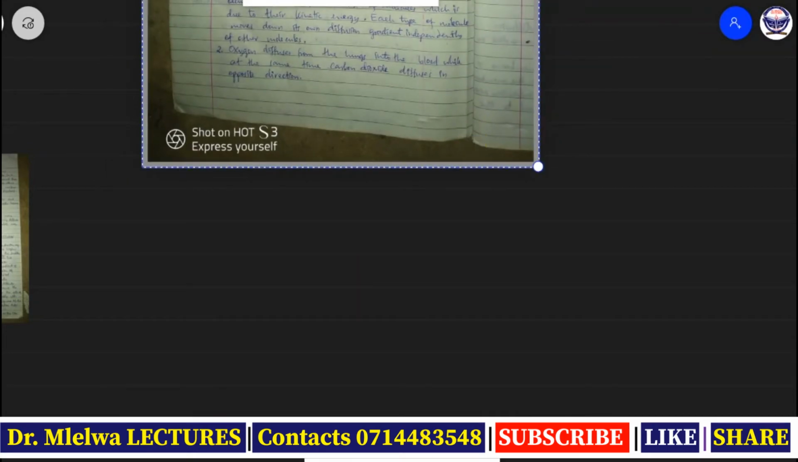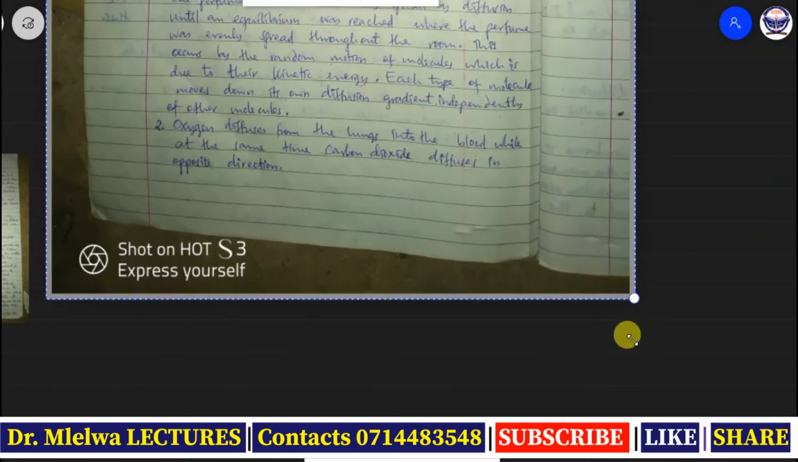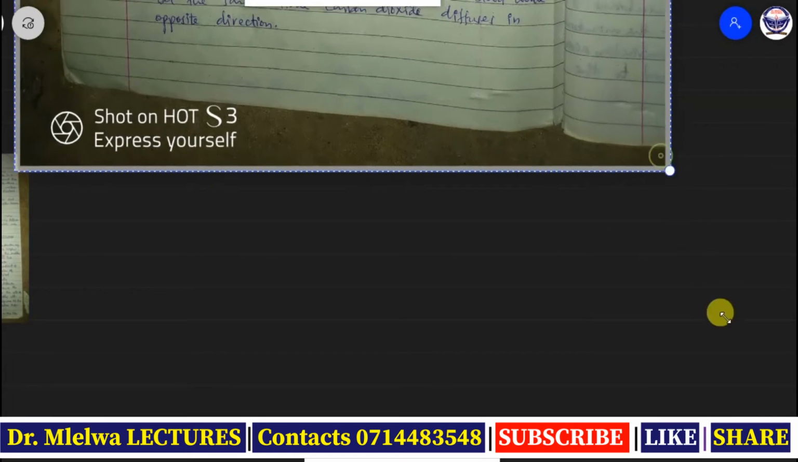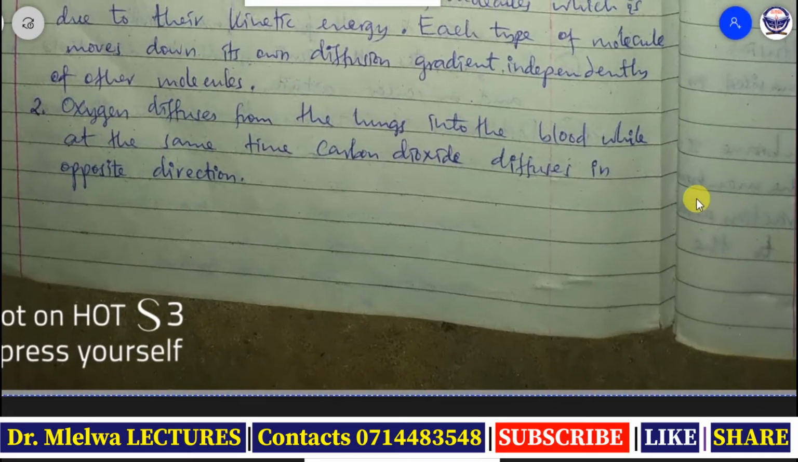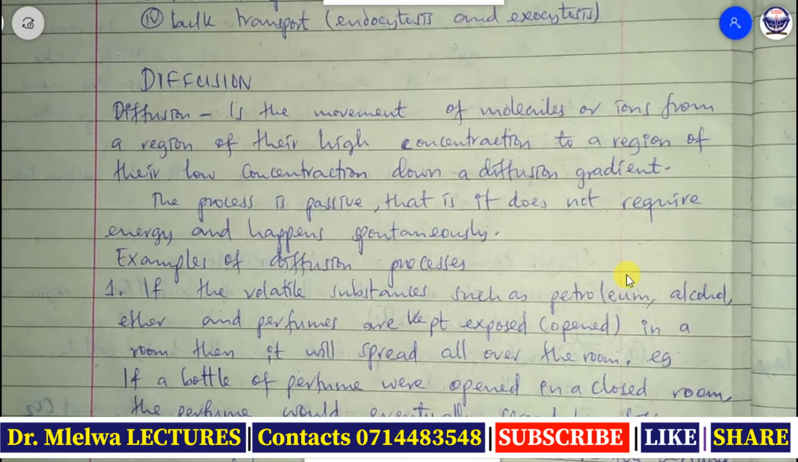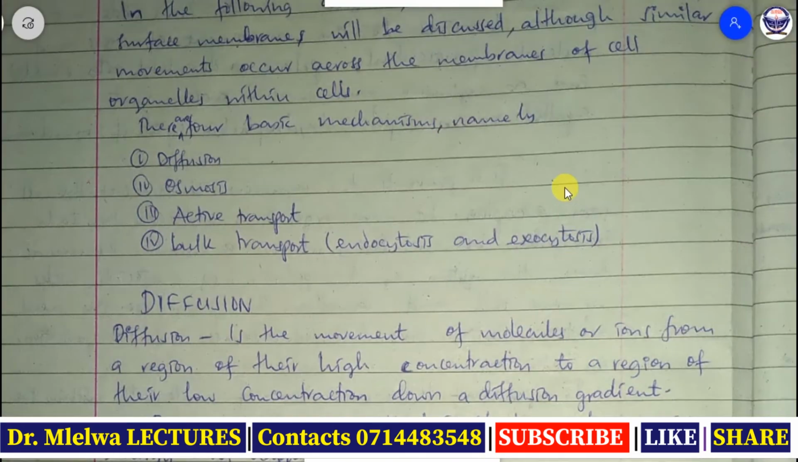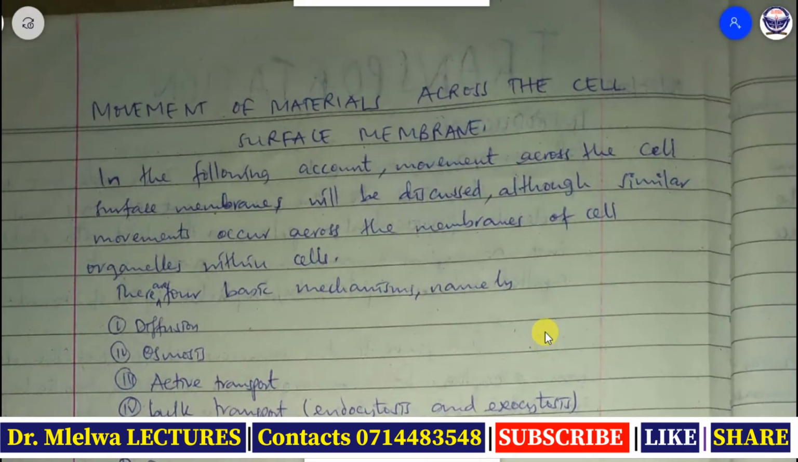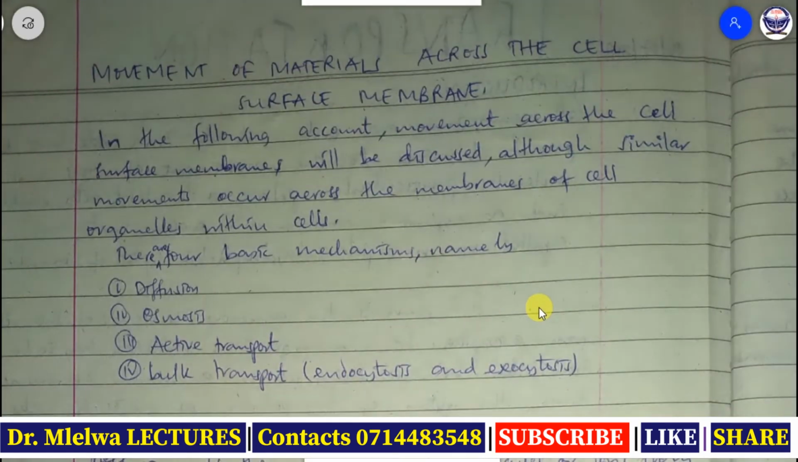Now let's move to the part of movement of materials across the cell surface membrane. How do the materials move across the cell surface membrane? Now as we know, kwamba tunavyokuwa tuna cell, the cell surface membrane is the part of the cell which controls all types of movement across it.